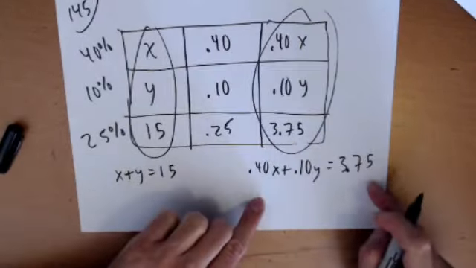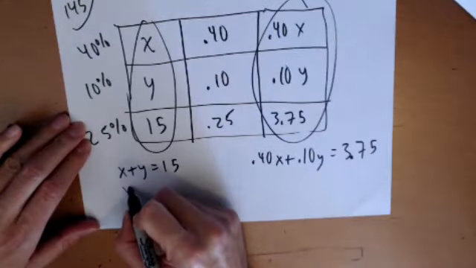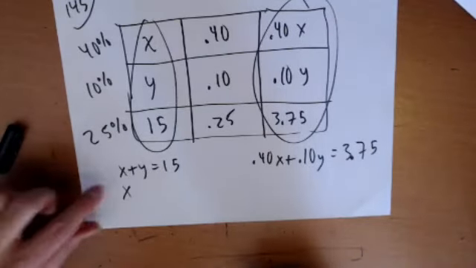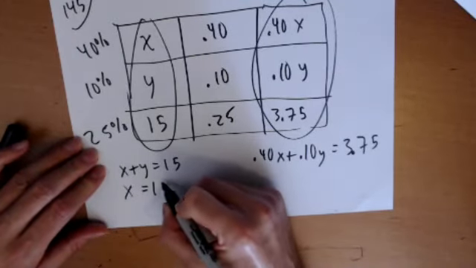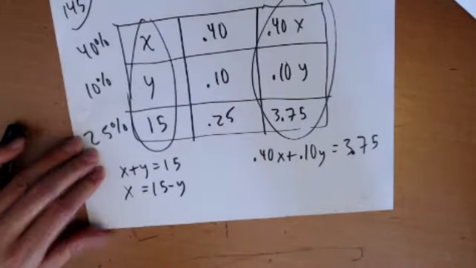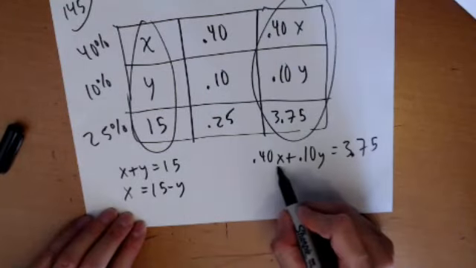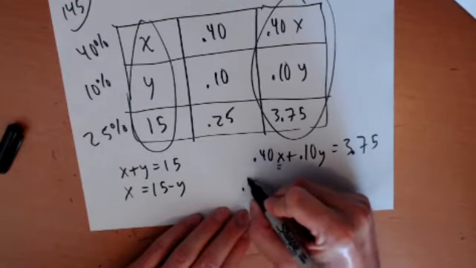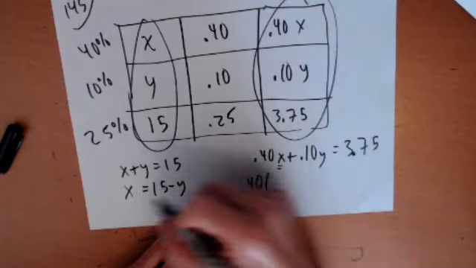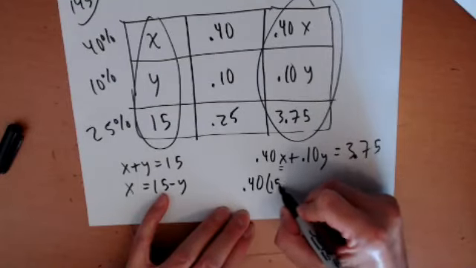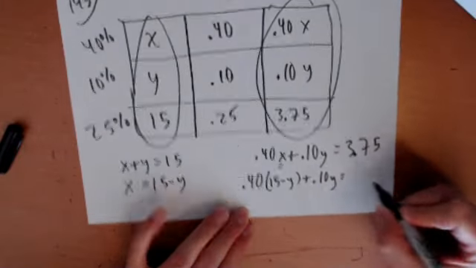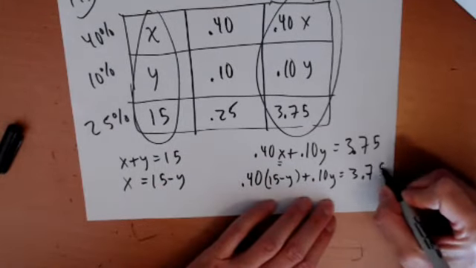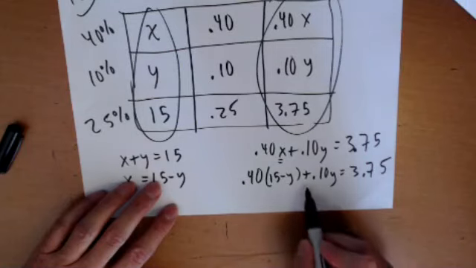You could do elimination method, but it seems like it's ready to go for substitution. Since there's just an x and a y, bring the y over, subtract y from both sides. So x is 15 minus y, and you see I can just plug it in right there. So 0.40, and instead of x, it's 15 minus y, plus 0.10y is equal to 3.75.